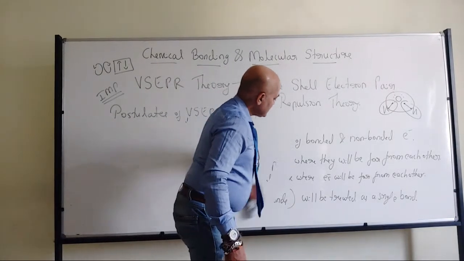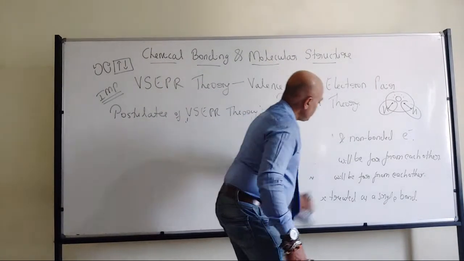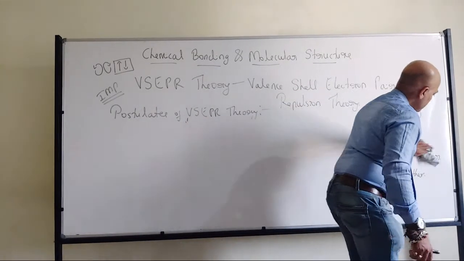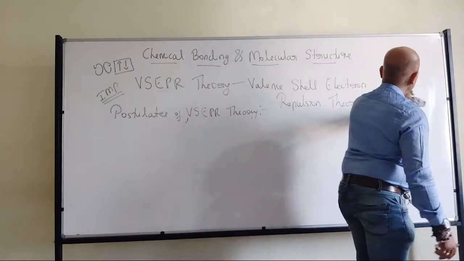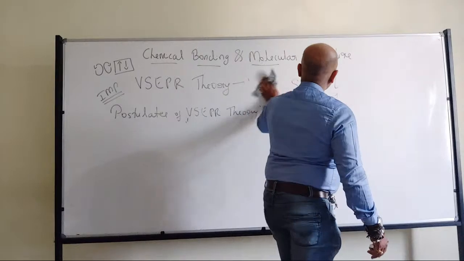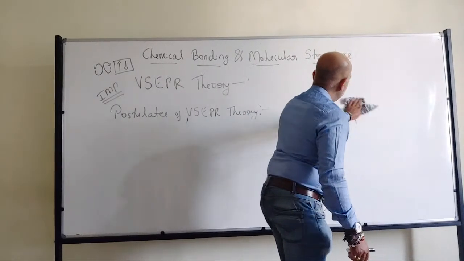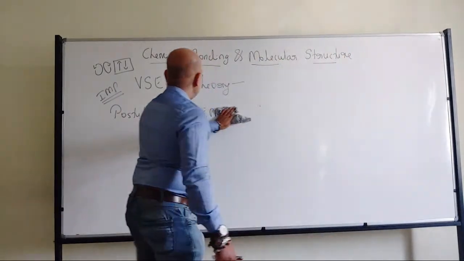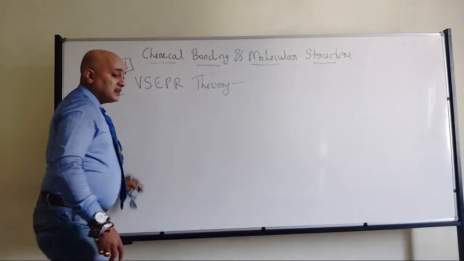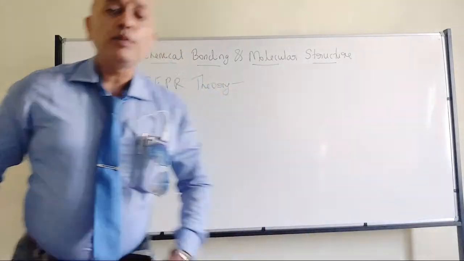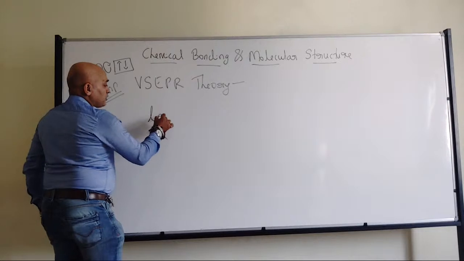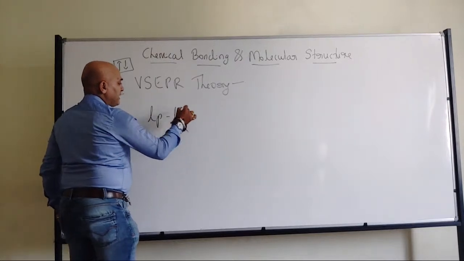So what is VSEPR theory? VSEPR theory talks about the shape of the molecules. Okay? So that's the first statement. The shape of the molecule will be decided by the number of lone pairs and bonded pairs of electrons. When I am talking about the repulsion, it will be high with respect to lone pair repulsion.